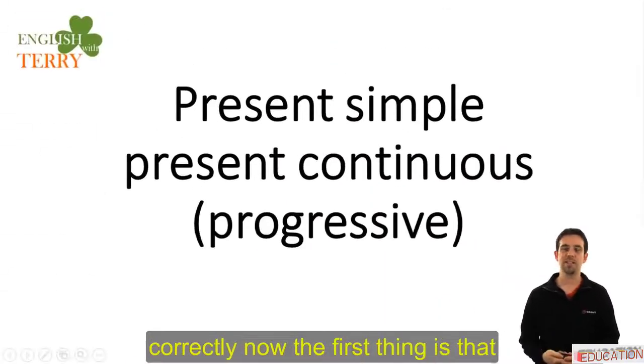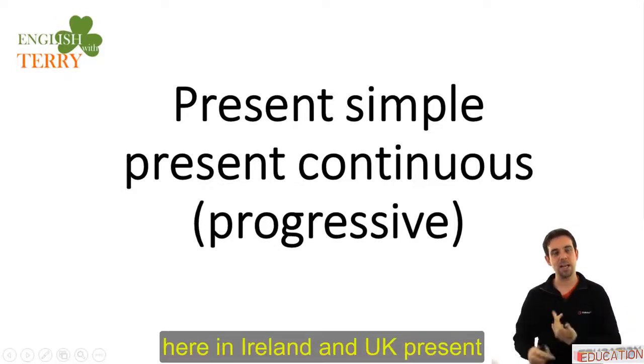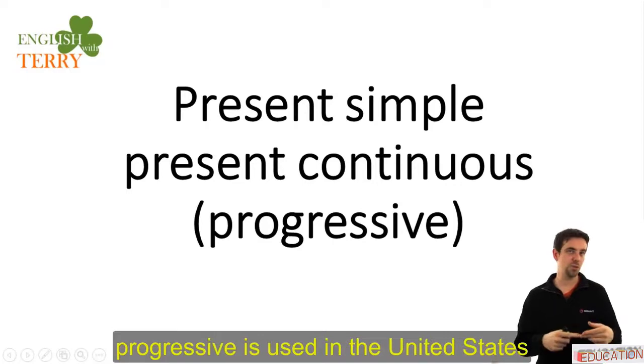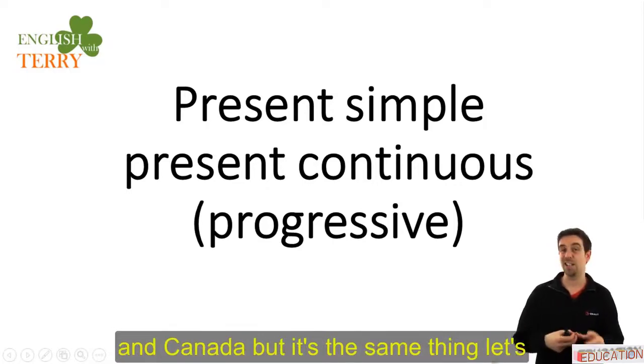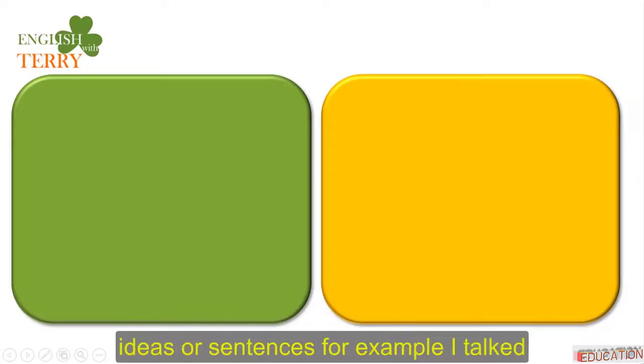Now, the first thing is the name: present simple and present continuous. Present continuous is used here in Ireland and the UK. Present progressive is used in the United States and Canada, but it's the same thing. Let's look at some differences between some ideas or sentences.